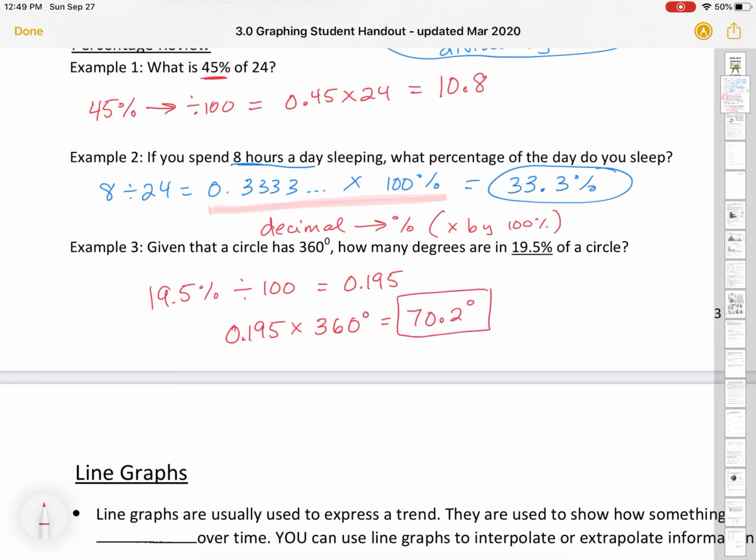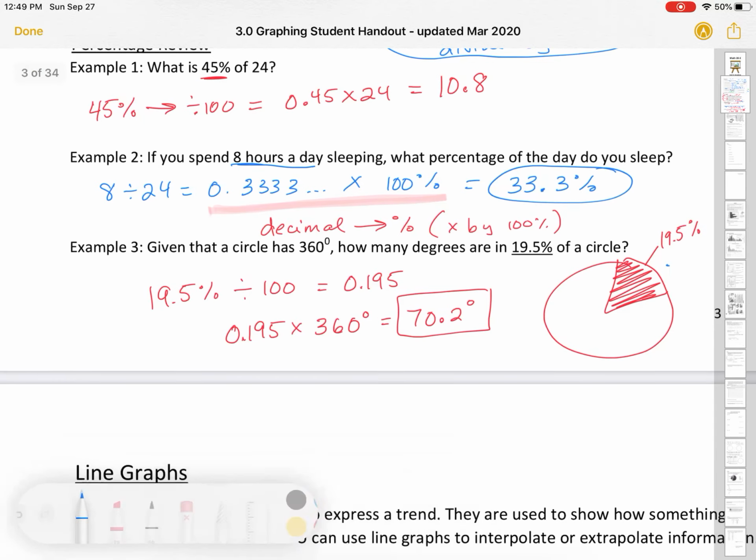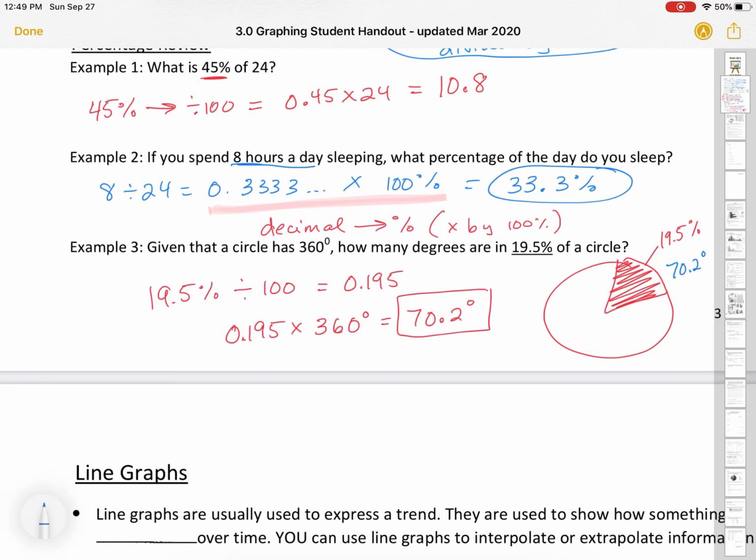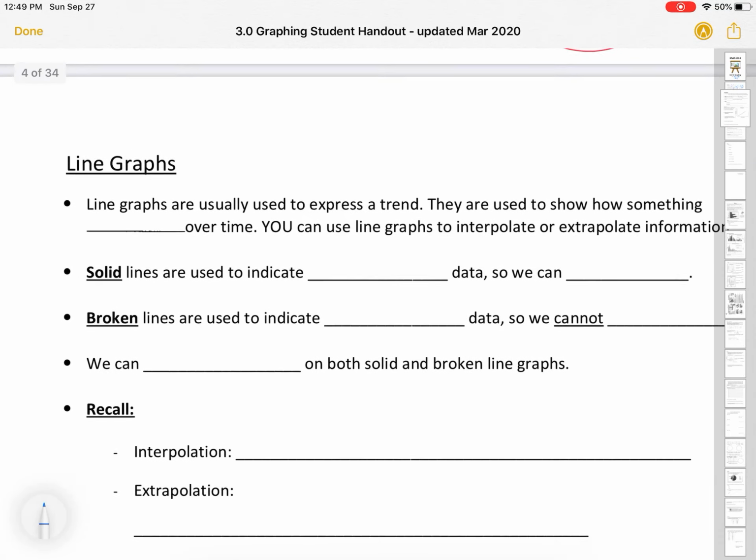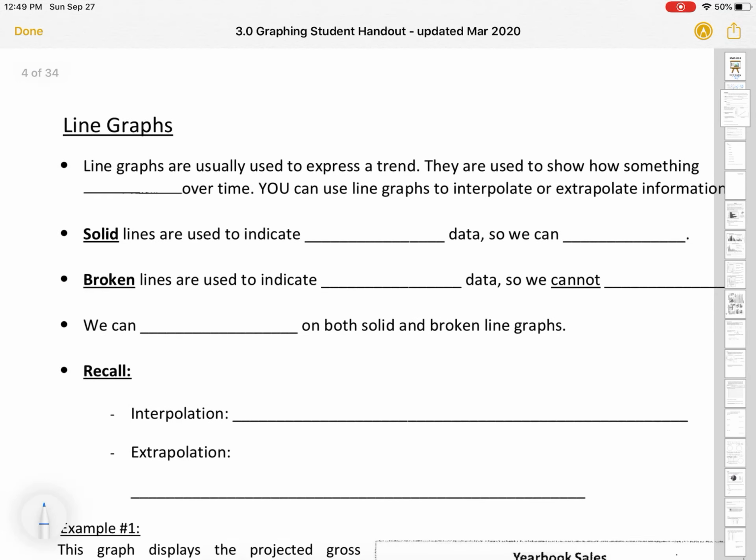Now, if you're sketching that, you're probably going to just draw 70%, but that means if we have a circle and we have 19.5% of it, it's also equal to 70.2 degrees. That's what that is. Okay? Alrighty. Now, for today's practice, you're just practicing with the percentage, not the circle graphs themselves, but it's good to review that.